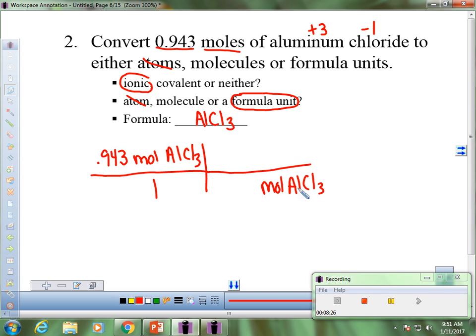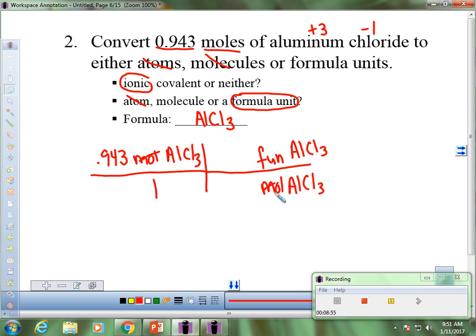So that is there. And then what we're looking for is going to go on top. Well, it says convert the moles, which is what we're doing, to either atoms, molecules, or formula units. And we already said it wasn't an atom and it's not a molecule. So we're looking for the formula units, and we're also going to put the chemical formula there. So notice your formula is here, here, and there. And our unit here was moles, and now it's formula unit. So those are going to cancel.